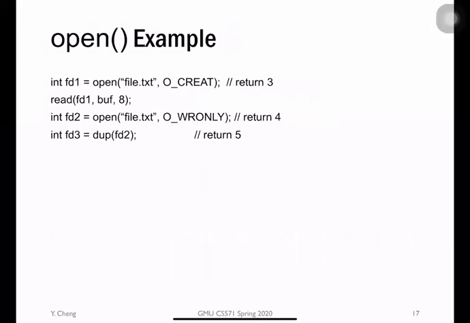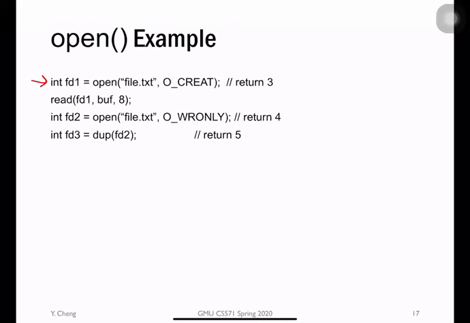So let's look back at the open system call. This slide shows one simple example of how to use open system calls to open the same file, or different files. In this particular example, it touches exactly the same file. The first line tries to open this file, which is called file.txt, and it passes in the flag, which is O_CREAT.